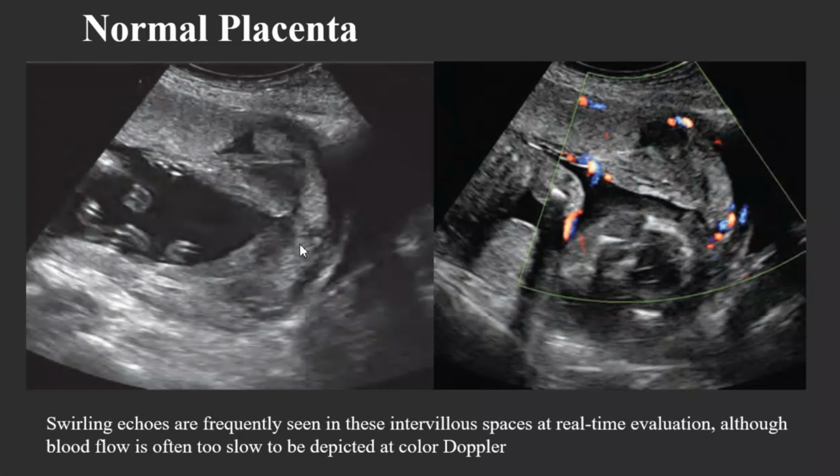Here we can see a longitudinal grayscale image, and this one is a longitudinal color Doppler image. Here we can see the intraplacental hypoechoic areas with no flow depicted at color Doppler, as the blood flow in the intervillous spaces may be too slow to be depicted at color Doppler, and the swirling echoes are seen in the intervillous spaces at real-time grayscale.